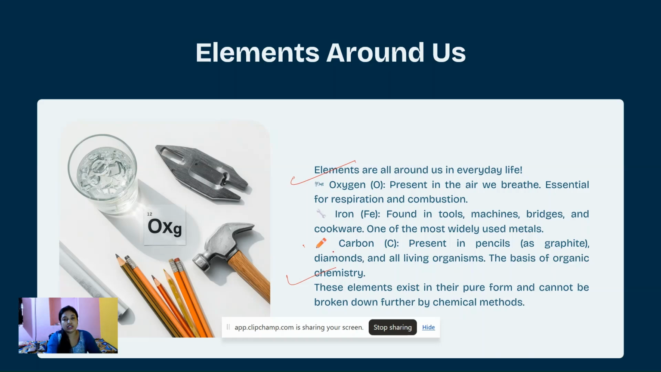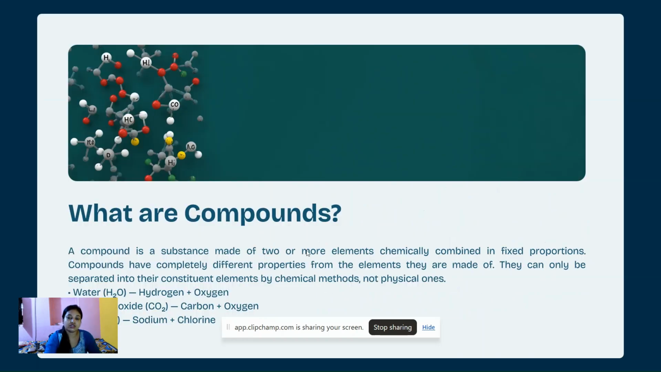So we know here that elements are composed only of pure substances, and they cannot be broken down into simpler substances by chemical methods. Elements are all around us in everyday life. Oxygen is present in the air we breathe, essential for respiration and combustion. Iron, Fe, is found in tools, machines, bridges and cookware, one of the most widely used metals. The next element is carbon, present in pencils as graphite, in diamonds and in all living organisms.